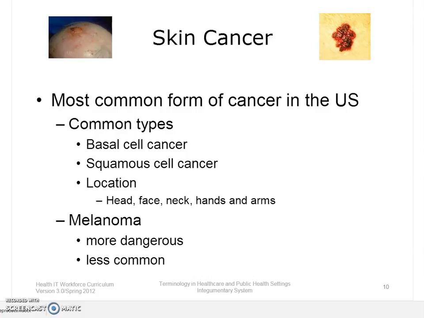Another type of skin cancer, melanoma, is more dangerous but less common. Melanomas are considered malignant tumors and do spread to other parts of the body. The top right picture is of a melanoma.